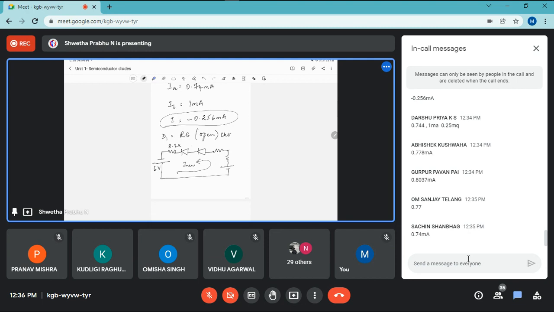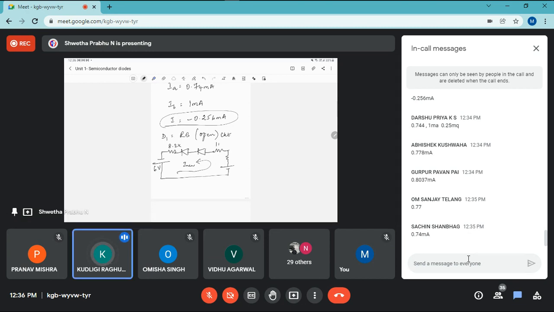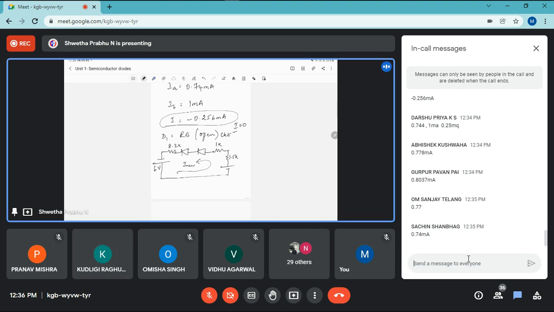Understood? I wrote ID is equal to 0 because the diode is off. That's okay. You can write the value as 0 because it is reverse biased. Yes, okay, ma'am. Thank you.